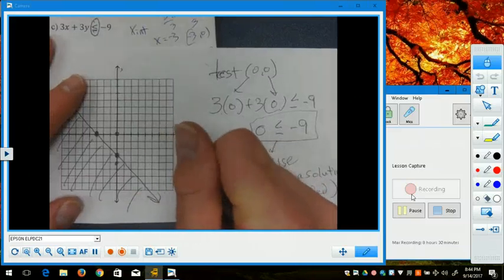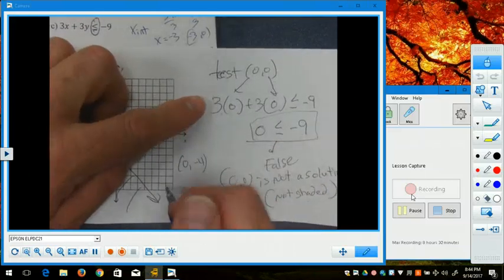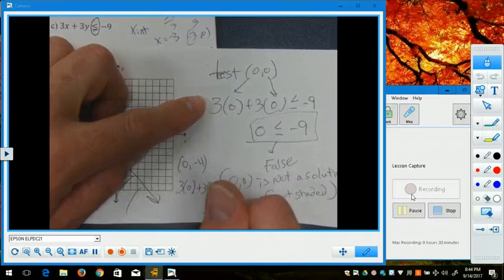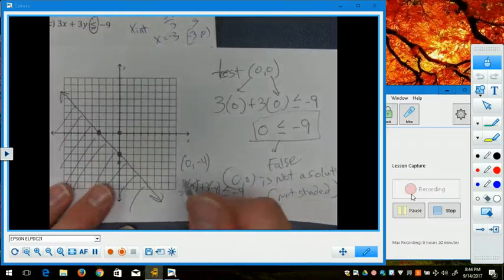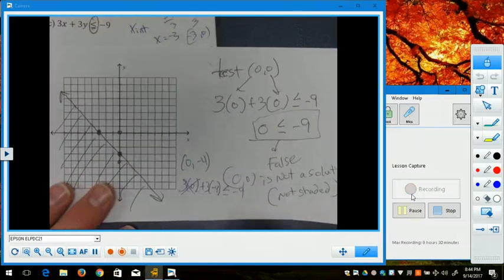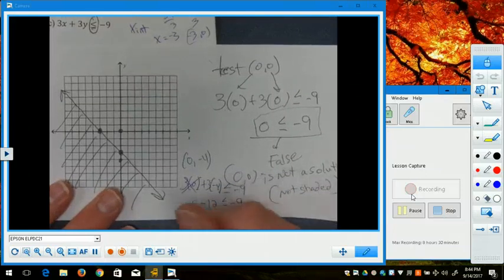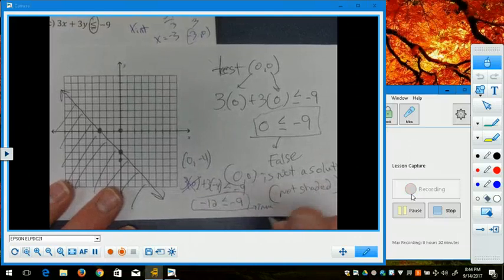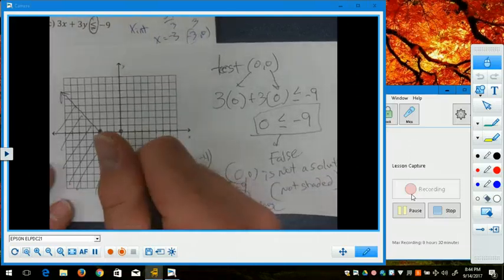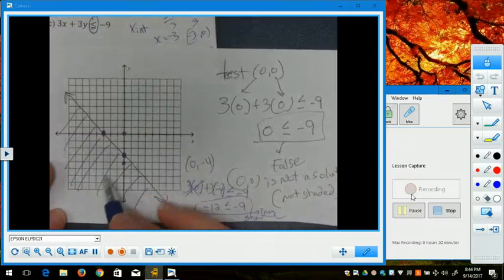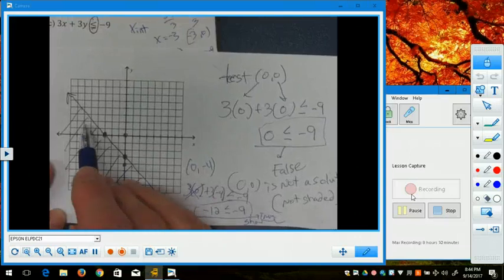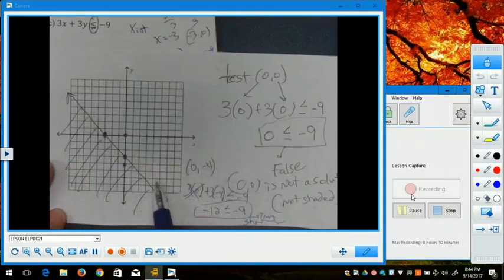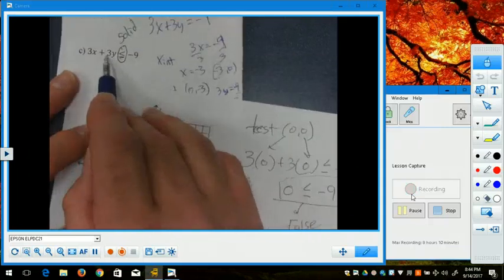But I'm going to show you right now for 0, -4. If I were to plug that in, I'd have 3 times 0 plus 3 times -4 is less than or equal to -9. The 3 times 0 goes away because it's 0. The 3 times -4 is -12, which is less than or equal to -9. This is a true inequality and is the side that should be shaded. And so that point is included in the shaded area. Every single point on this side of our line and every single point on this line is a solution to the inequality given here.